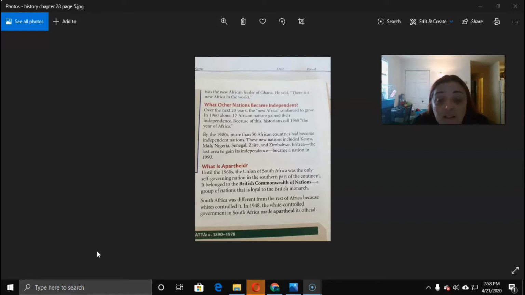These new nations included Kenya, Mali, Nigeria, Senegal, Zaire, and Zimbabwe. Eritrea, the last area to gain its independence, became a nation in 1993.